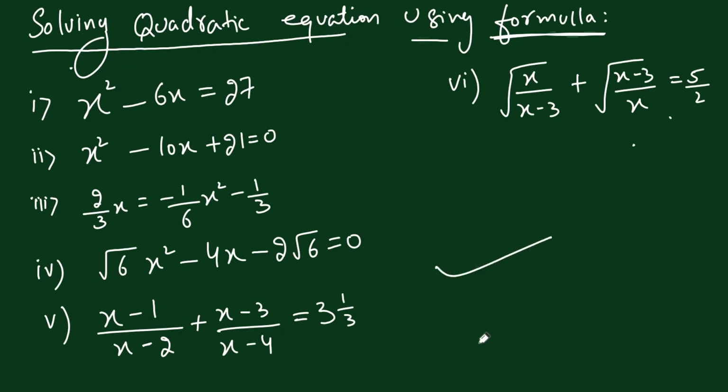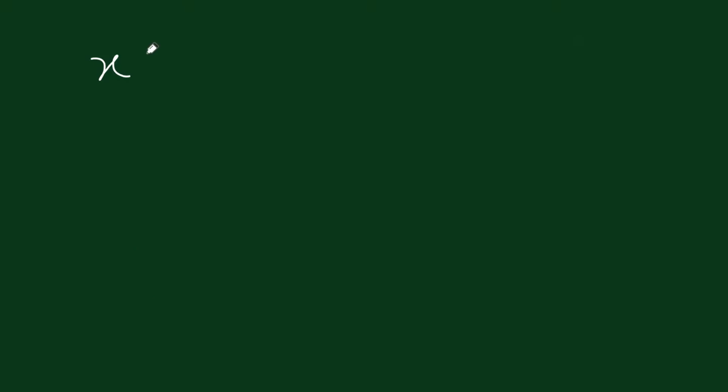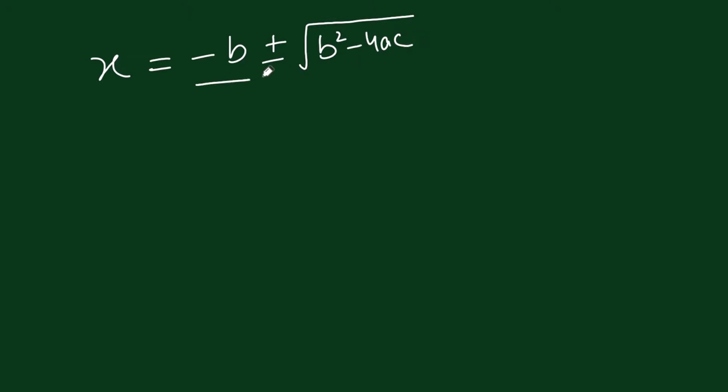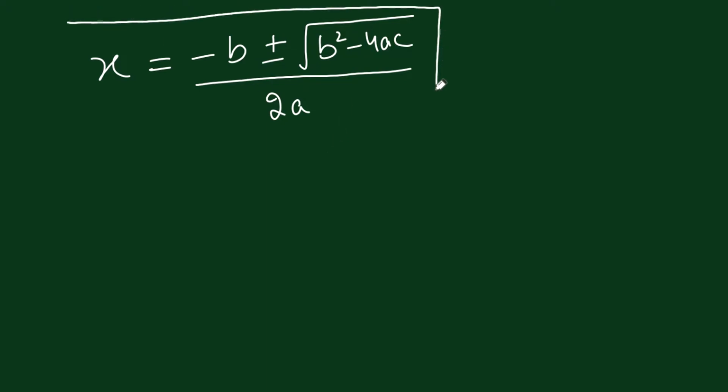Since our variable is x in all these equations, I'll write x is equal to the formula. What is it? x is equal to minus b plus or minus under root b square minus 4ac, whole divided by 2a. That's it. Easy formula, just one formula to remember. This is called the quadratic formula. Whatever variable you are finding, like if you are finding x, x is equal to minus b plus or minus under root b square minus 4ac by 2a.